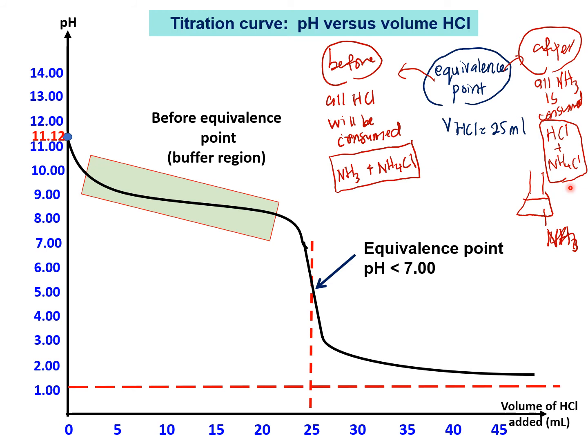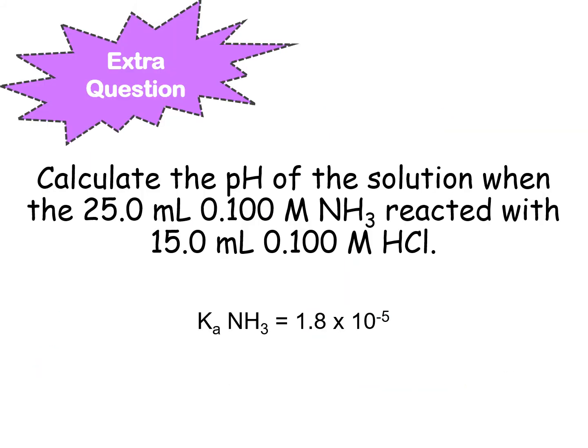Dan dekat sini ada dua benda yang boleh bagi kita pH, NH4Cl dengan HCl. But since HCl is stronger, kita gunakan HCl untuk kira kita punya final pH, approaching to final pH dekat sini. Okay. So, I hope you understand. So, now let's take a look at the extra question number 2. Okay. So, for this question, calculate the pH of the solution when 25 ml of 0.1 molar NH3 reacted with 15 ml of 0.1 molar HCl.